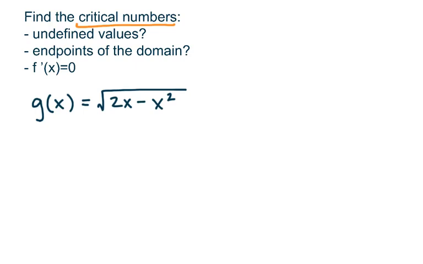So the first thing, what does this graph even look like? And you guys have a graphing calculator. So if you were to graph it on your graphing calculator, you'd get the top half of a circle with these endpoints at (0, 0) and (2, 0).